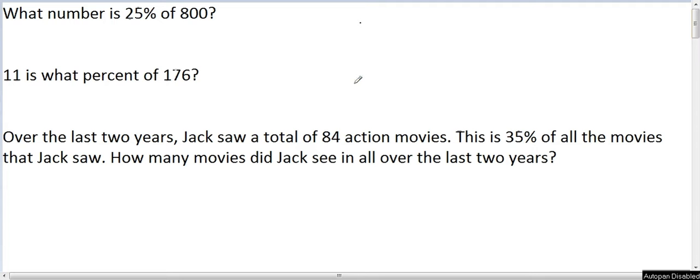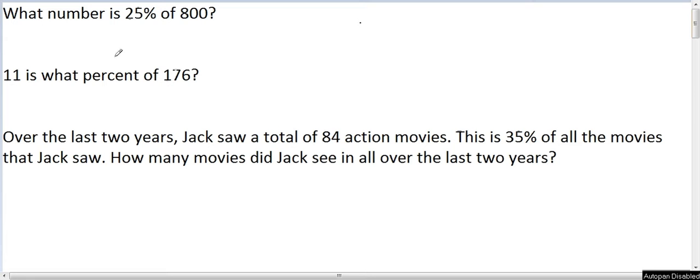Let's take a look at the given problems. The first two problems are straight translation problems, where we need to write equations representing the given statements. The last problem is a word problem where one piece of information is given using percent.